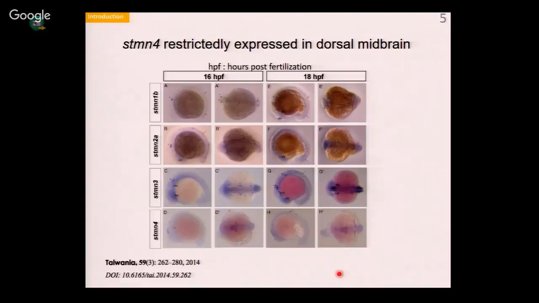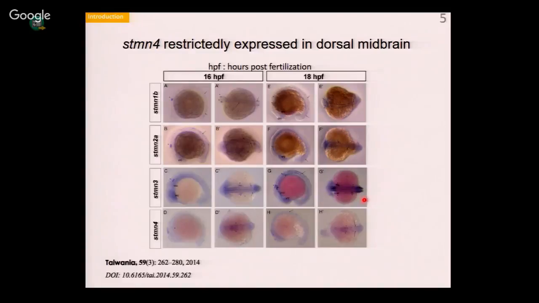Dr. Li and his group demonstrated that 4 out of 7 stathmin genes are expressed restrictedly in the central nervous system during the development of zebrafish embryos back in 2014. Stathmin4 showed its distinct expression within the neural plate midbrain during early brain development. However, other stathmin proteins can be observed in different regions of the brain.